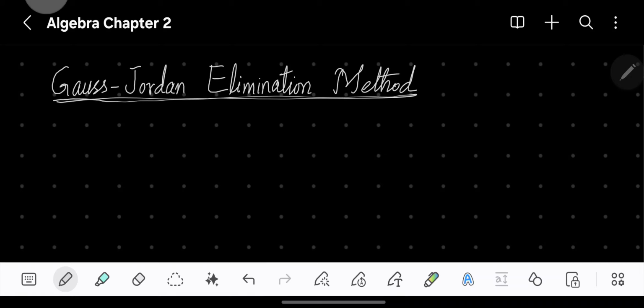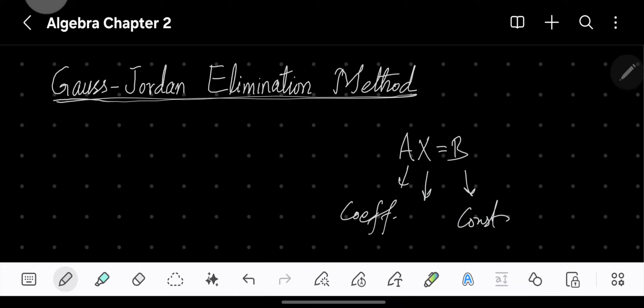Hello, in this video we will talk about the Gauss Jordan elimination method. This is the method which is used to solve the system of linear equations. Suppose you have a system of linear equations with m rows and n variables. Then I told you that you can write it as AX = B. You can always write the system of linear equations in matrix form, where A is the coefficient matrix, B is the constant matrix, and X is the variable matrix.